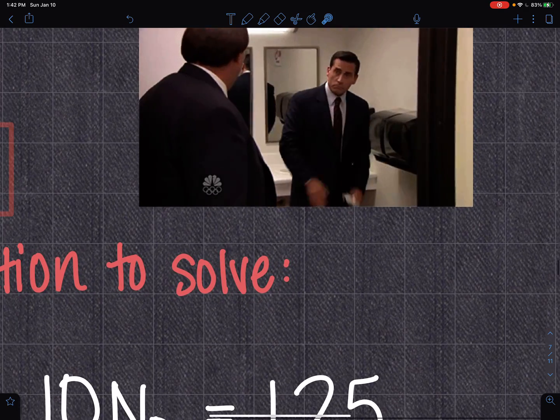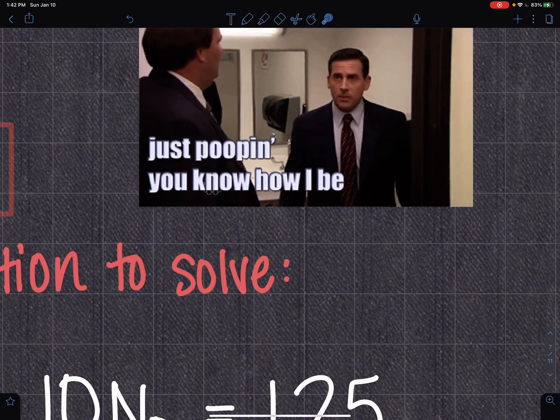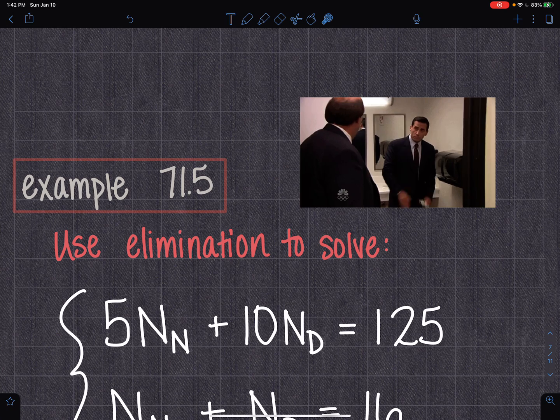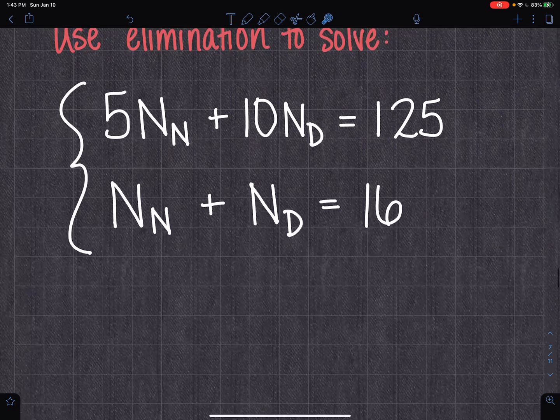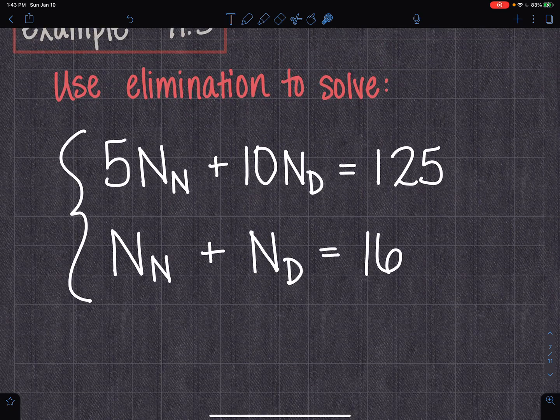That's why I put this. Just pooping it out. You know how I be. We're just going to poop out one of the variables, okay? We're going to figure it out. It says use elimination to solve this. So these are 2 sets of equations.